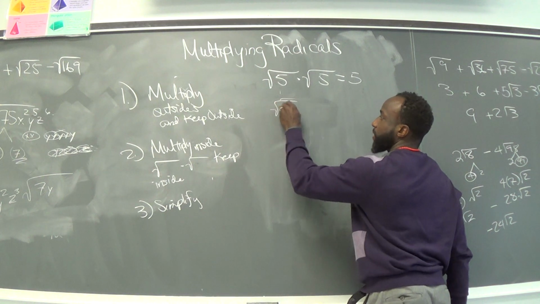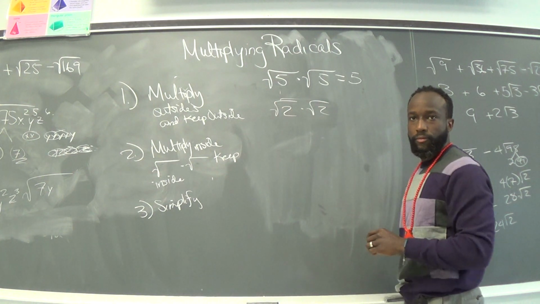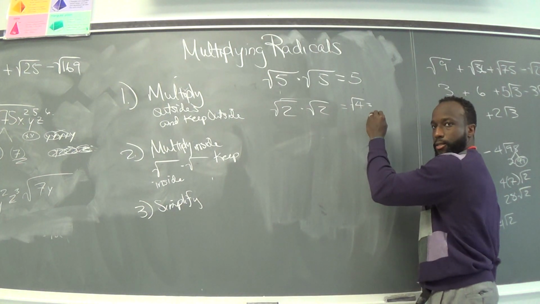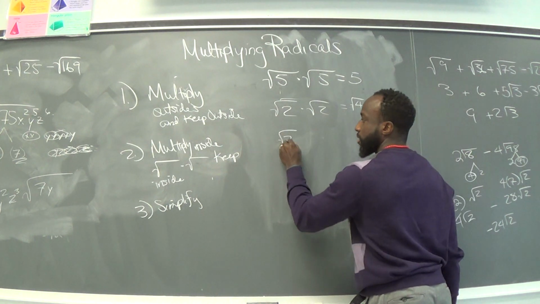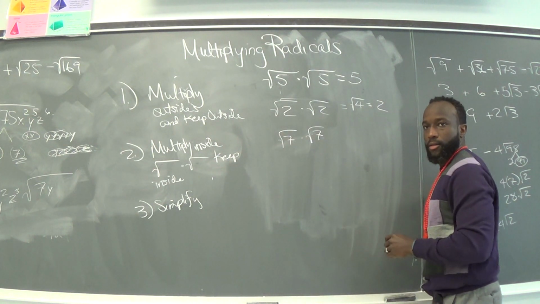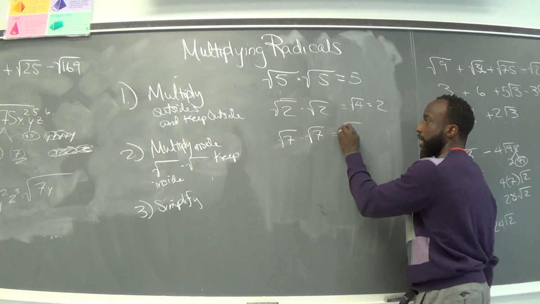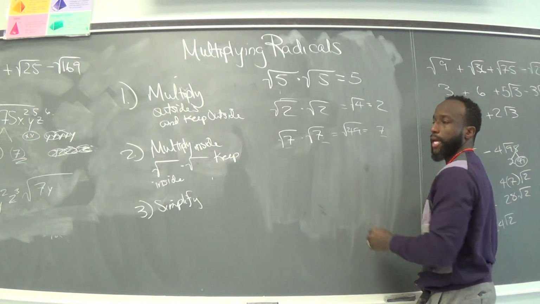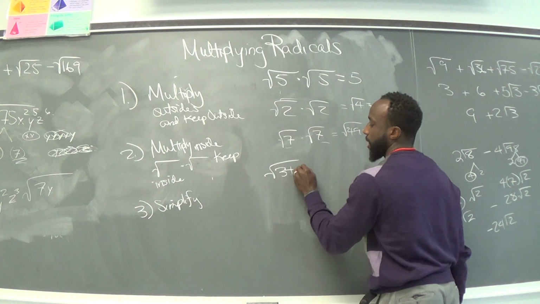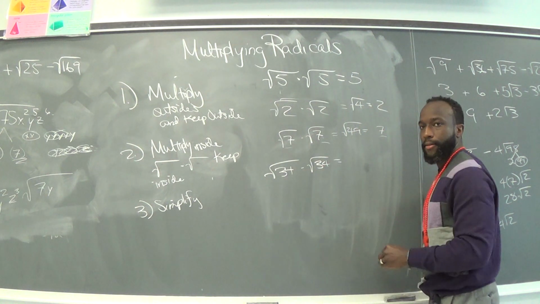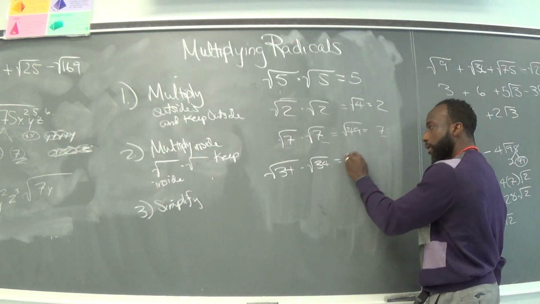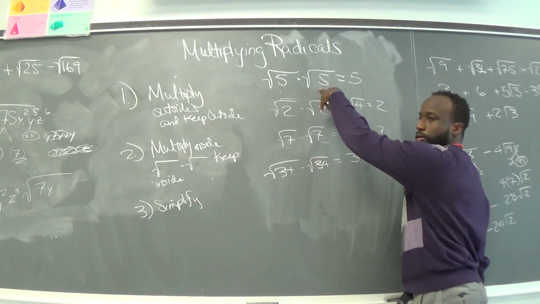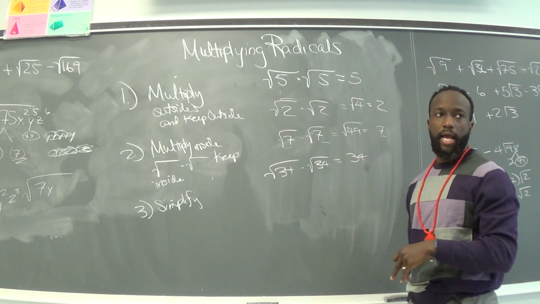So then what happens if you got the square root of 2 times the square root of 2? Square root of 4. The square root of 4 is what? 2. What about the square root of 7 times the square root of 7? 49. The square root of 49 is 7. Is that the same number? Exactly. So if I did the square root of 34 times the square root of 34, what might we get? You get 34. So the same radicals times itself gives you the same number inside of the radical.